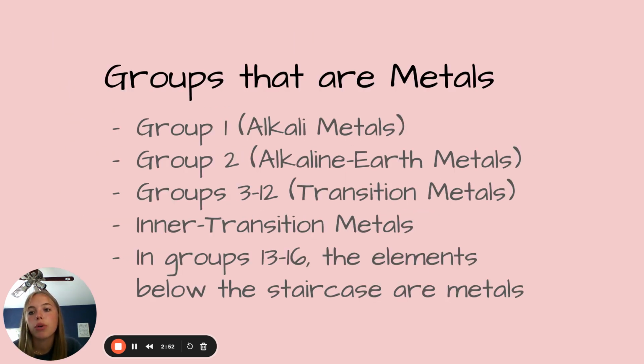Groups that are metals, so again, all in that blue area and the pink, would be group 1, alkali metals, group 2, alkaline earth metals, and groups 3 through 12, the transition metals, which is that big block in the center of the periodic table. And then intertransition metals, which I pointed out, are the bottom pink elements at the bottom of the periodic table. And then groups 13 through 16, just all the elements below the staircase, those are all metals too. So just make a little mental note of that.